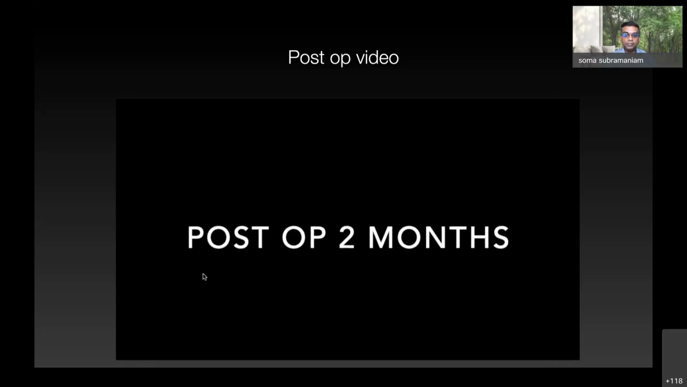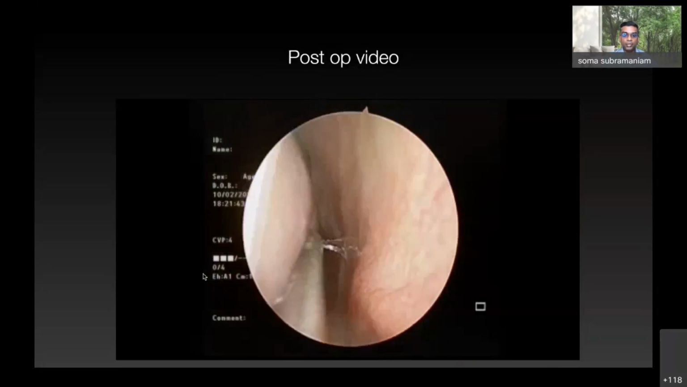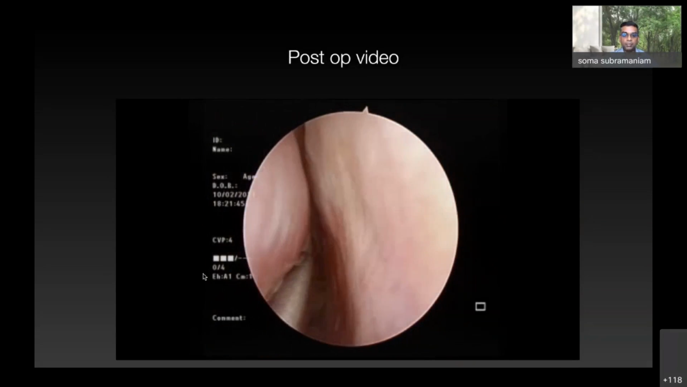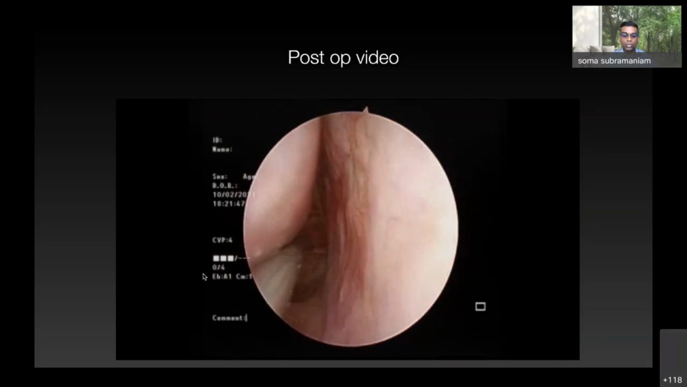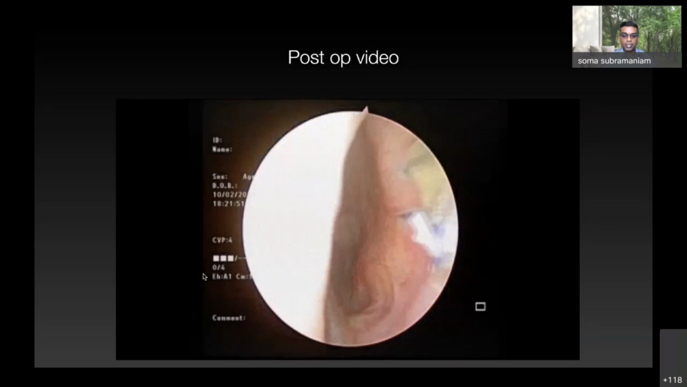So post-operatively, about 2 months later, this is what the cavity looks like. So this is us going in on the right side. So you can see that the septum is intact. There is no destruction of mucosa. That's the nasopharynx at the back.